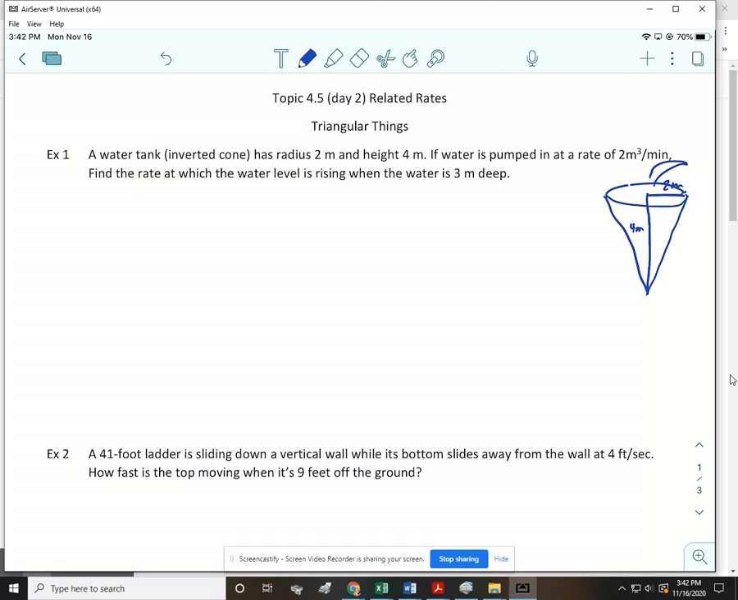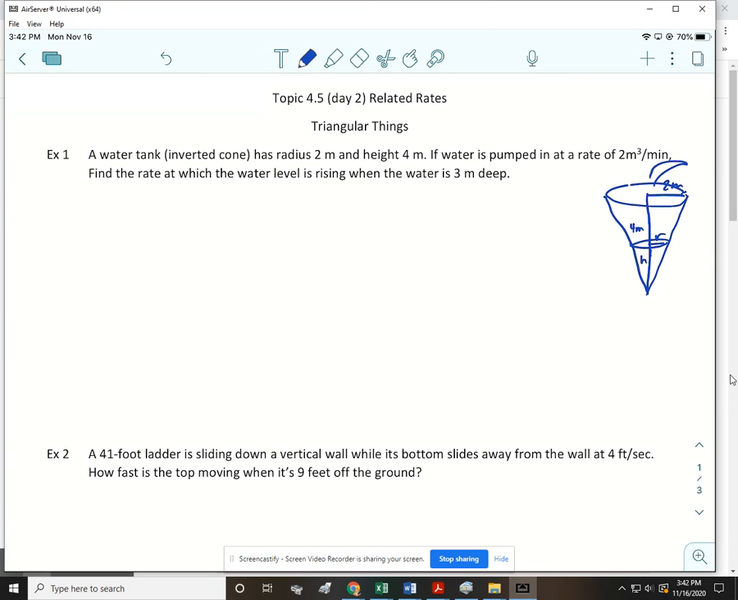So if the water level is here, the water is going to have a different radius and a different height. All right, and so both of those are going to be getting larger as the cone gets filled. The height of the water gets larger, and the radius of the water gets larger.